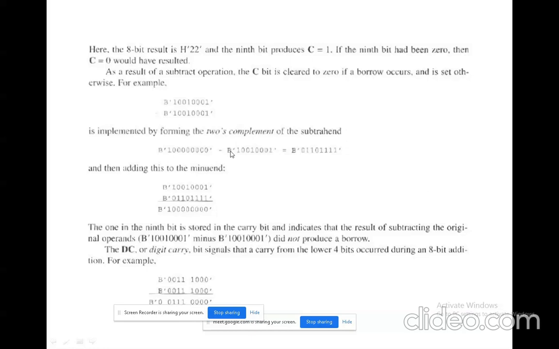Okay, so by doing this, it indicates that the result of subtraction will not produce a borrow. This is proved by taking the 2's complement of the given data value. And then digital carry. Digital carry is nothing but a bit signaling that a carry from the lower 4 bits occurred during an 8-bit addition.